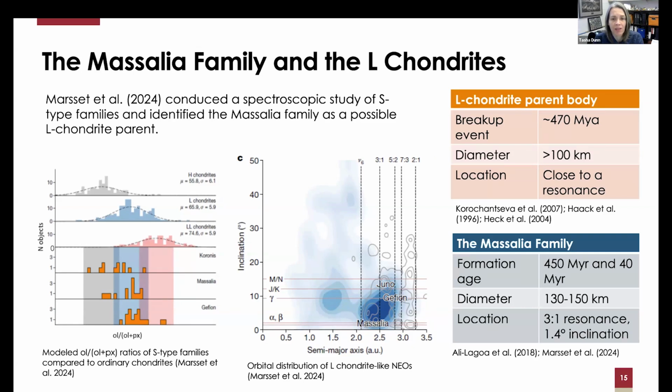And those L chondrites also have an inclination of 1.4 degrees, which is important because there's also a zodiacal dust band at the same inclination. So using size frequency distribution models, they determined an age of 450 million years and also suggested there was a second disruption or impact event 40 million years ago, which was responsible for the zodiacal dust band. And so they suggested that Massalia is the source of the Ls. Next slide.